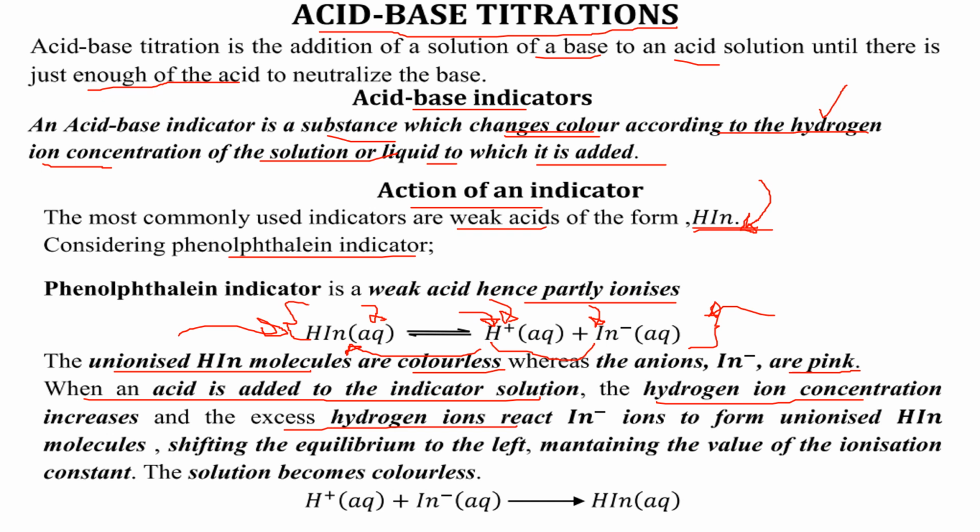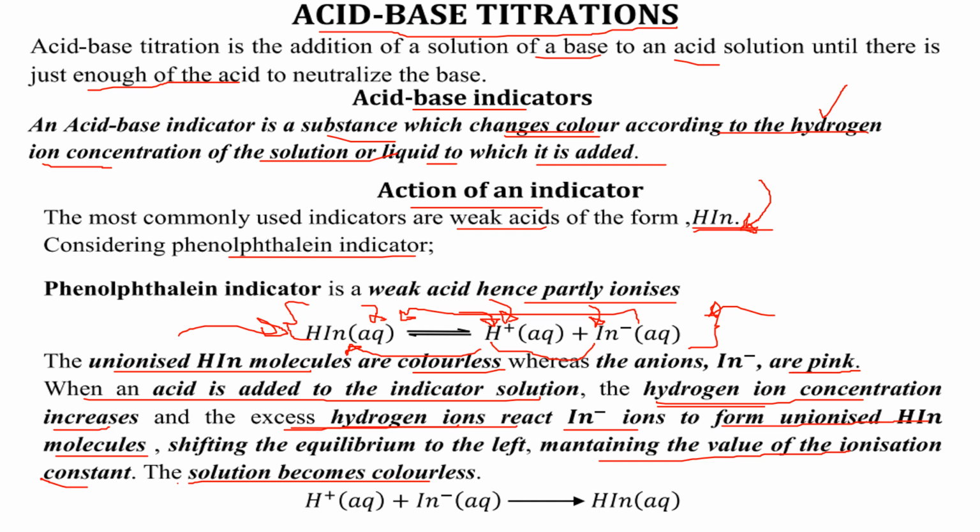So repeating this, if we add an acid, the hydrogen ion concentration increases, and the excess hydrogen ions are going to react with the In- ions in order to restore equilibrium, so that we can form unionized HIn molecules. Now we are saying that here, equilibrium is going to be shifting from right to the left, because that's where the reaction that is being favored is occurring, maintaining the value of the ionization constant Ka to be constant. And then we are saying that here the solution is going to become colorless.